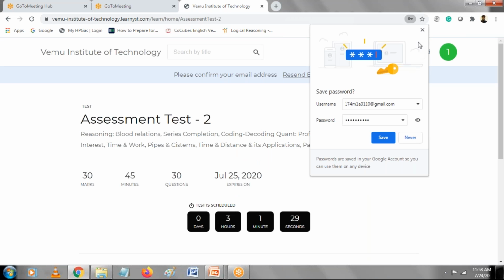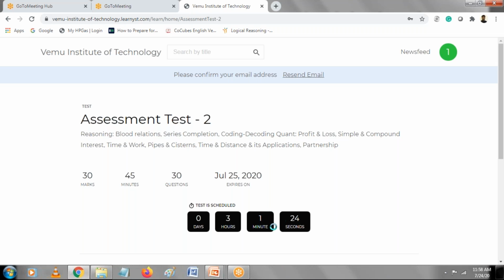See that? Once it is 3 o'clock you can see the exam has started. You can click on the test and take the test. You have negative marking, 1/4 negative marking is there. Okay, fine, good.